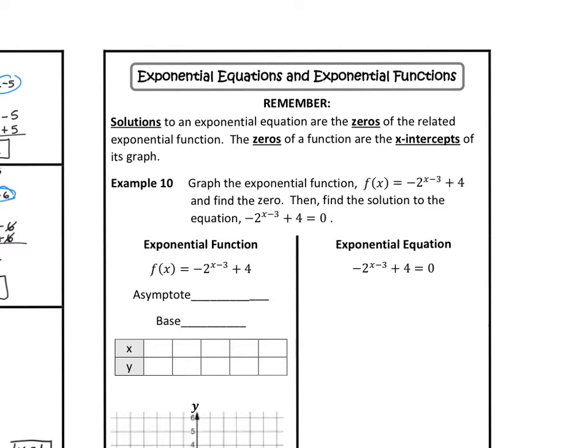Now, one thing we have to connect is from the last lesson we were talking about logs, and what we have to remember is that the exponential function and the log function are inverses of each other. So on the left side we're going to graph this function and find the zero, the x-intercept. Then on the right side we're going to solve this equation. Alright, so let's graph first.